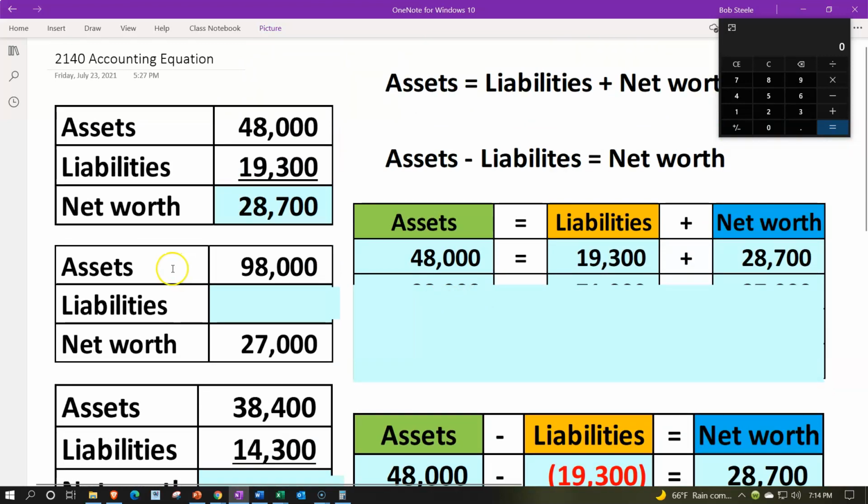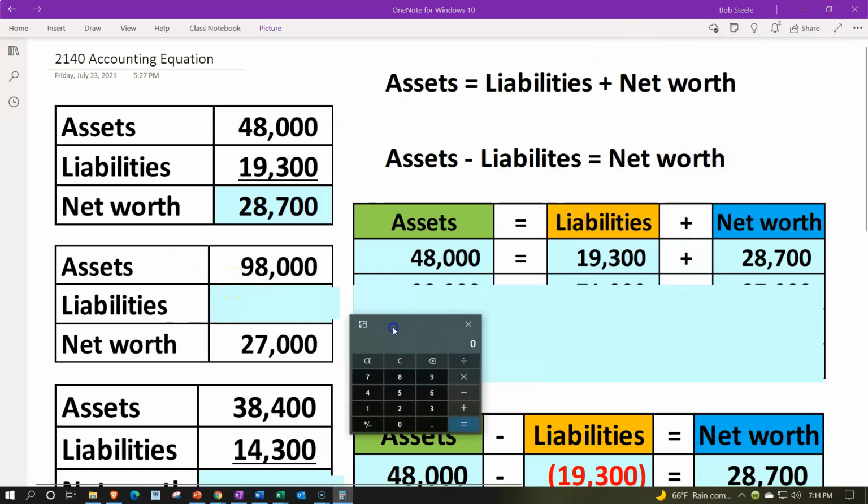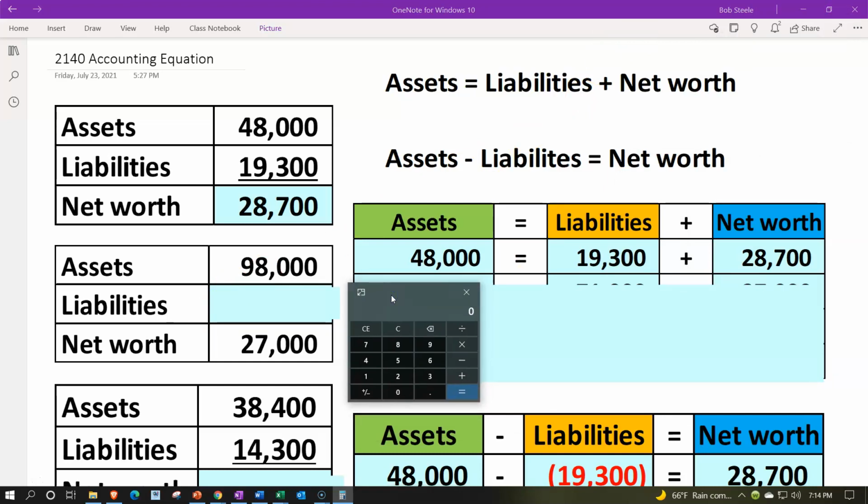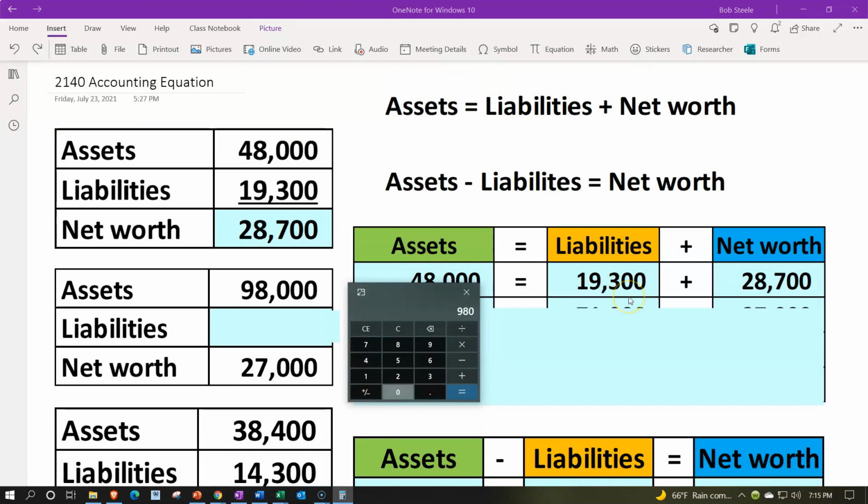Now, the next one's a little more complicated if you're used to seeing the equation as assets minus liabilities equals net worth, because I would still line it up this way. If I was doing a test question, I think this might be the easiest or fastest way to do it, to line it up vertically. I would say, okay, if the 98,000 minus something equals 27,000, then I should be able to take the 98,000 minus the 27,000 to back into the liabilities, which should be the 71,000. Then I would double check it by saying, does that work? If I take the 98,000 minus the 71,000, I should get the 27,000.